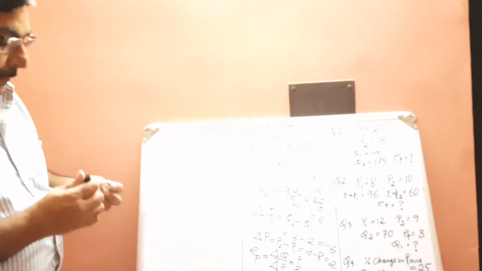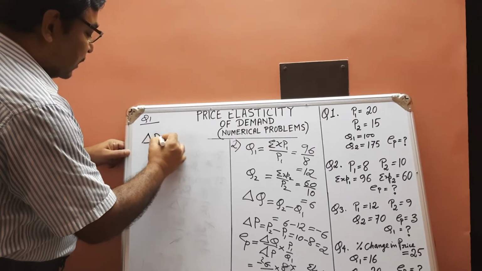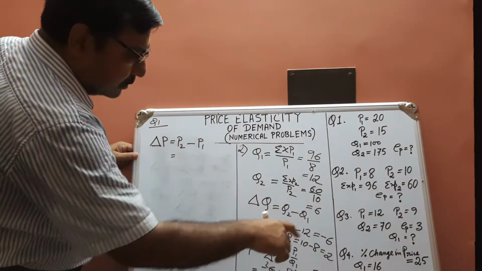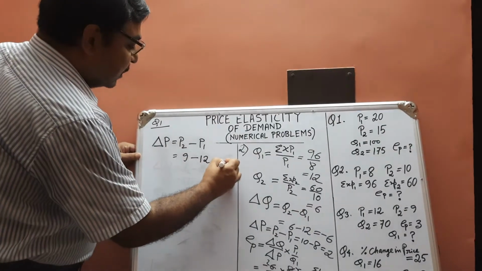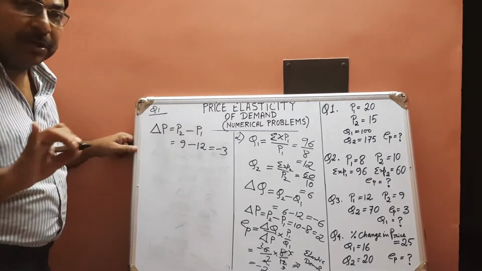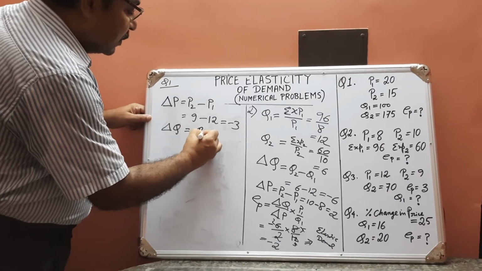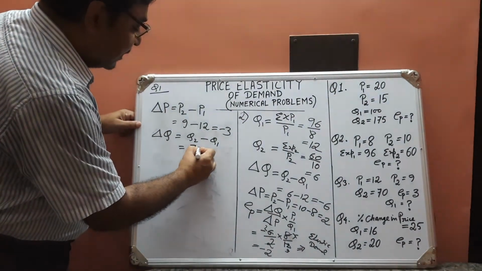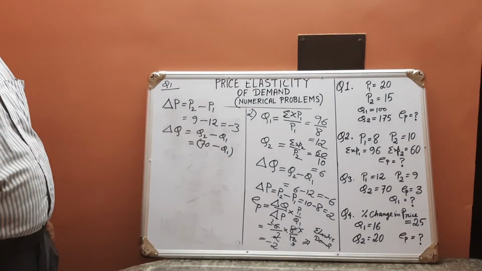So first find out delta P, which is equal to P2 minus P1. P2 is 9 and P1 is 12, so delta P is minus 3. Q2 is given to you, but Q1 is not given to you. So your delta Q is equal to Q2 minus Q1. Q2 is 70, and Q1 is unknown, so delta Q is 70 minus Q1.